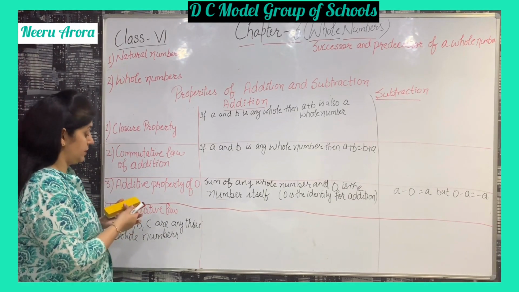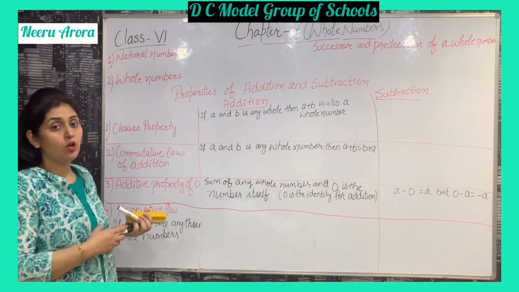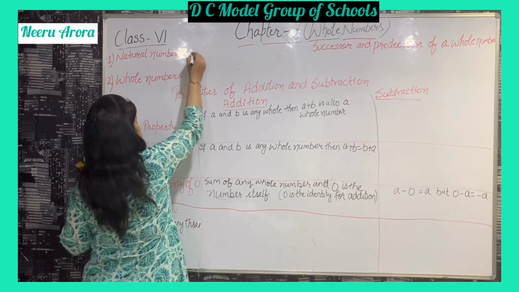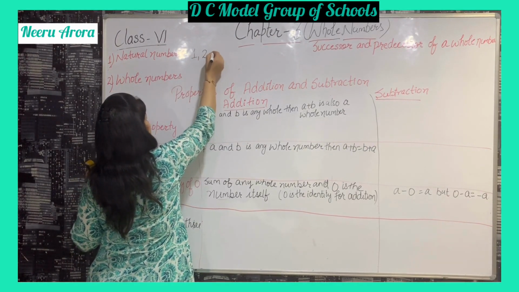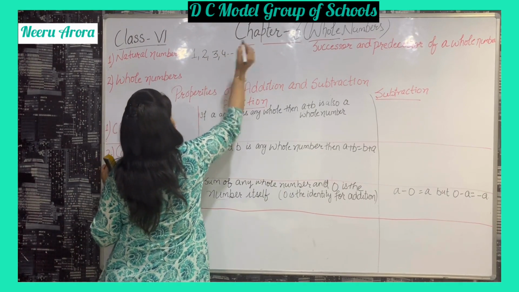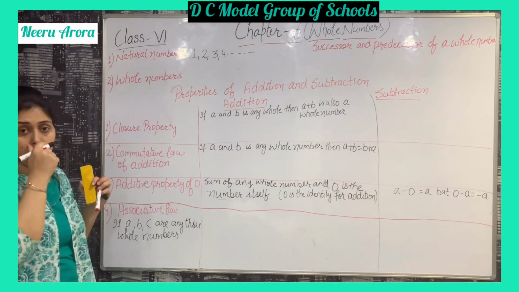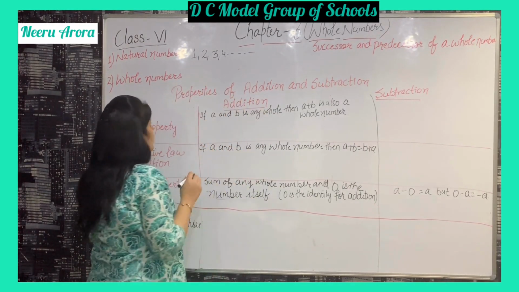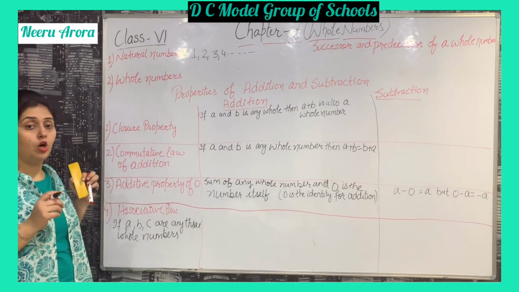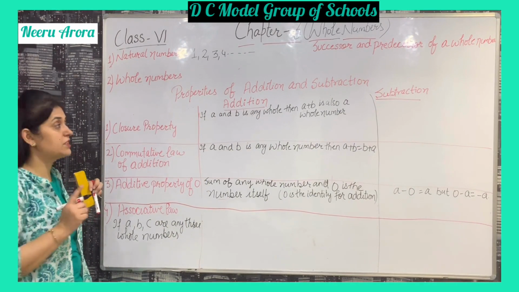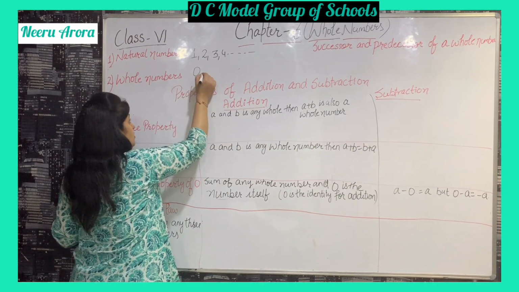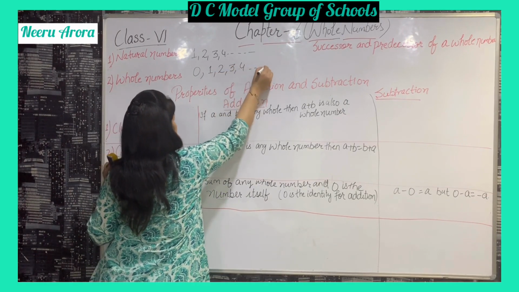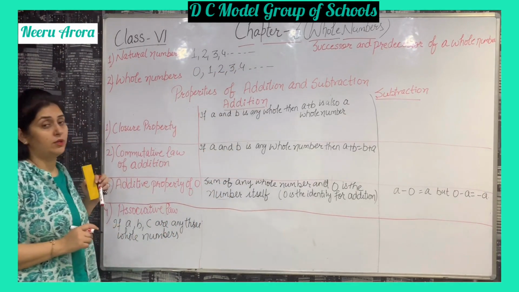What is a natural number? Simply you can say all counting numbers are natural numbers. All counting numbers: 1, 2, 3, 4, and so on. Then, what about whole numbers? All natural numbers with zero are known as whole numbers.